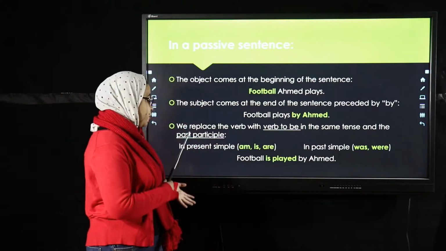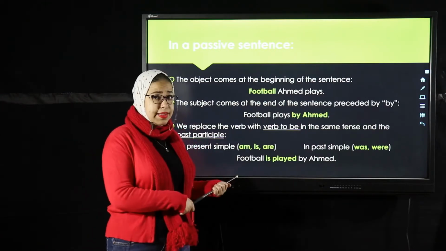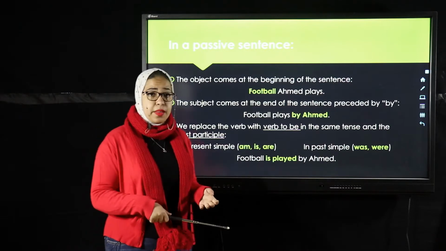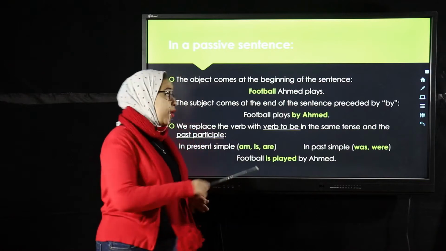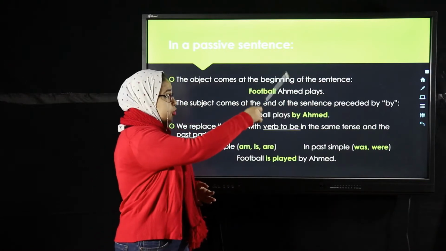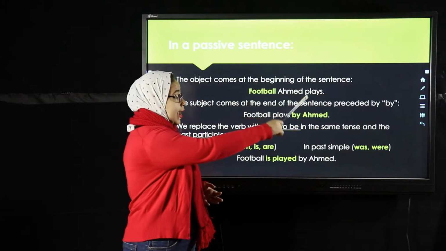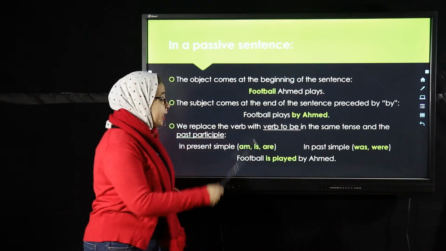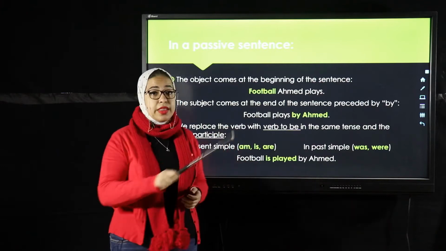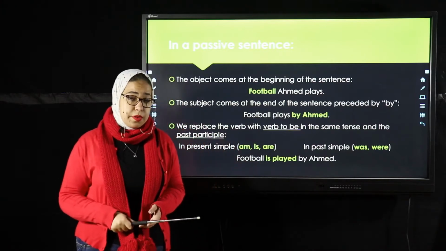So I have to take care. If it's in the present simple, I add am or is or are. If it's in the past simple, I add was or were, and that's it. And the past participle. So first step, object comes first, then the subject later in the sentence, preceded by the word by, and the verb is changed with verb to be plus the past participle.